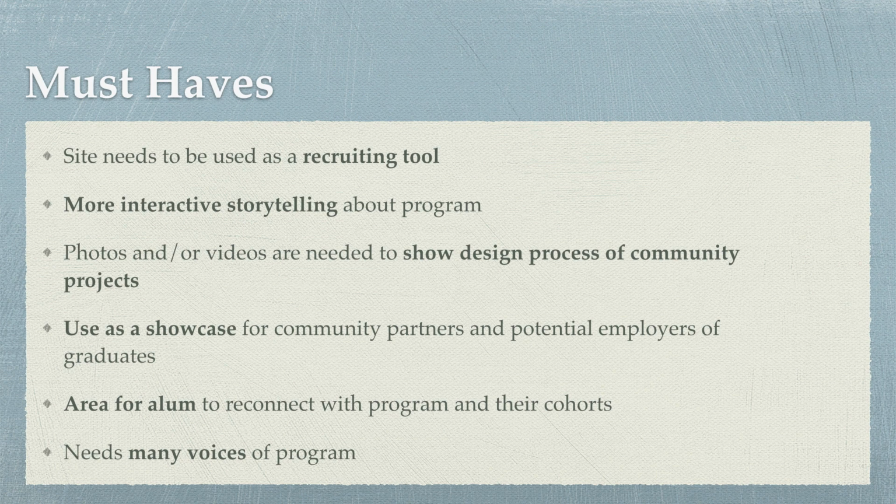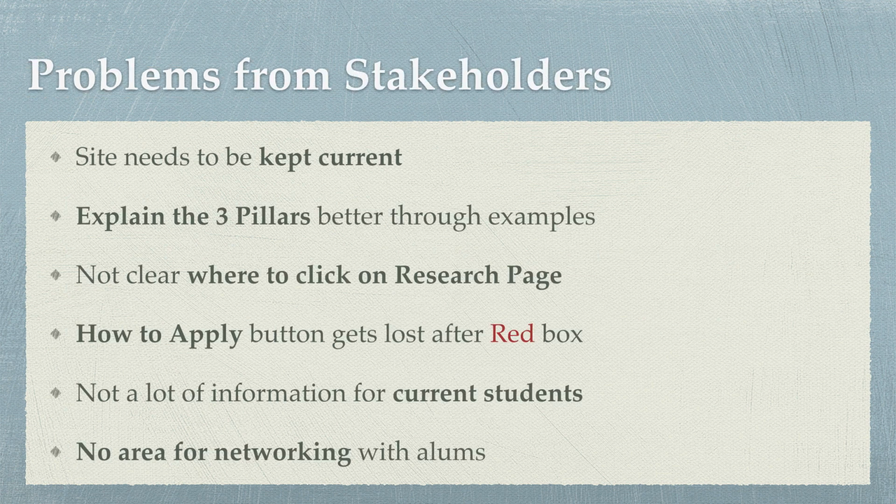It really needs to be used as a place you want to send prospective students to. So it needs to tell the program's story in a dynamic way, maybe with a user journey map of what it is like to be a grad student in the program, ending with some of the different paths alums have taken. The website also needs to show the design process and a variety of the community projects. This will help attract prospective students as well as future community partners. It should also include an alumni place for networking and connecting with the present program.